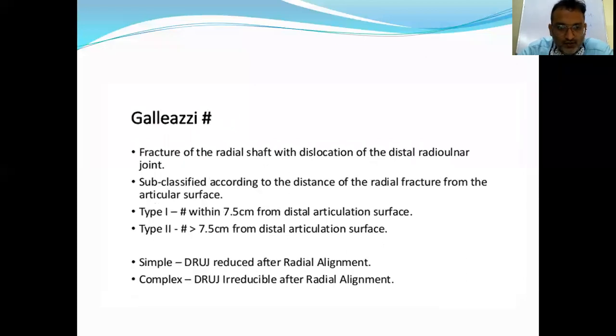Galeazzi fracture: fracture of the radial shaft with dislocation of the distal radioulnar joint. Okay. So you have fixed the radius, how do you treat the distal radioulnar joint subluxation? You try to put a transverse pin passing through the distal radioulnar joint after they are aligned. Okay.